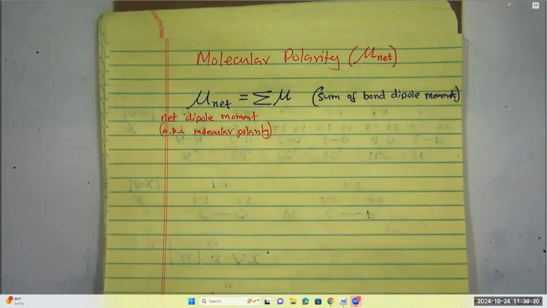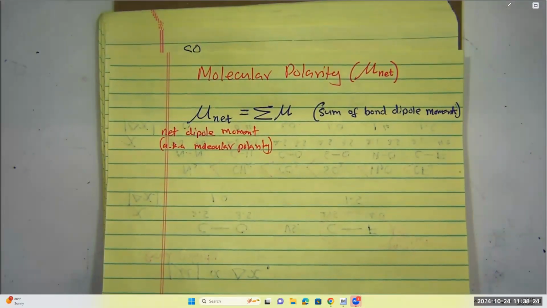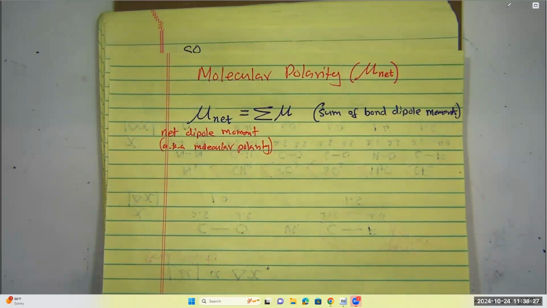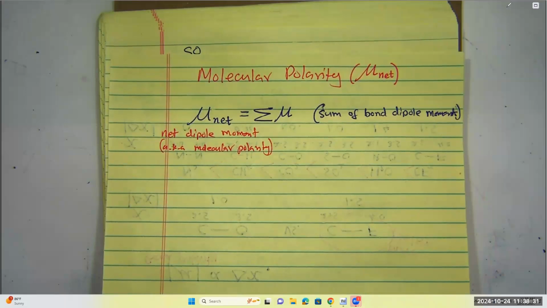All right, here we go. That's it. Whenever we want to find out the molecular polarity or the net dipole moment, we just add up all the bond dipole moments. That's it. Here's an example.